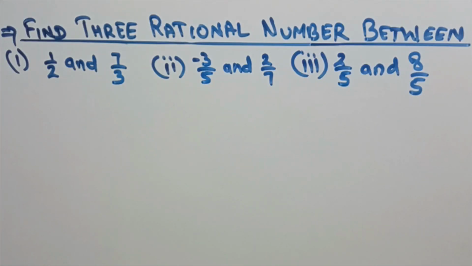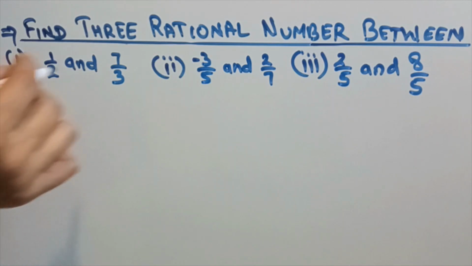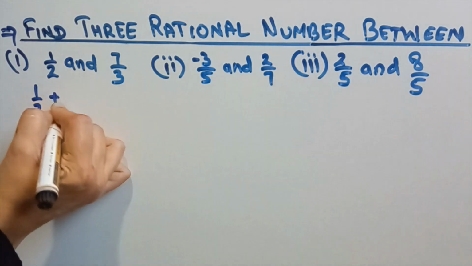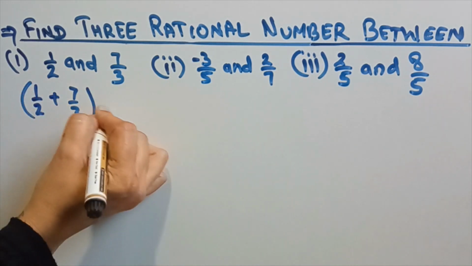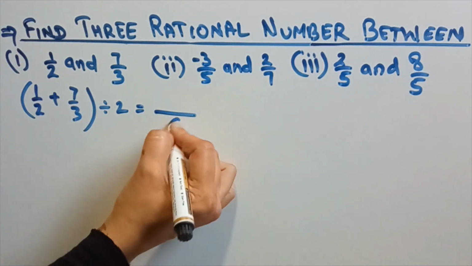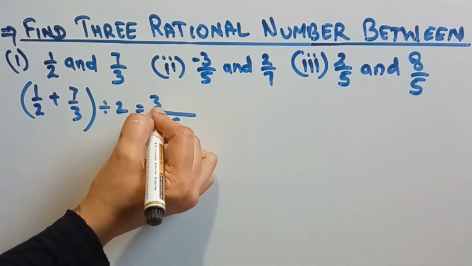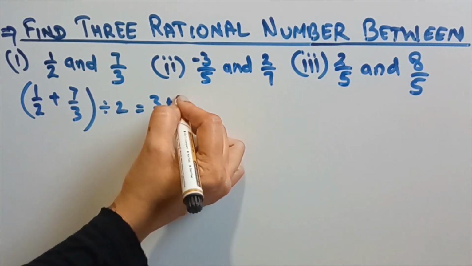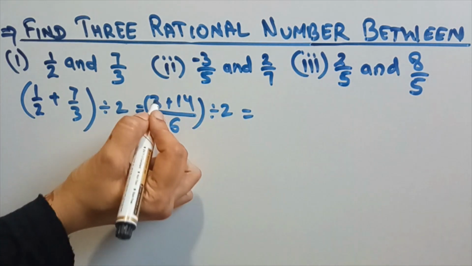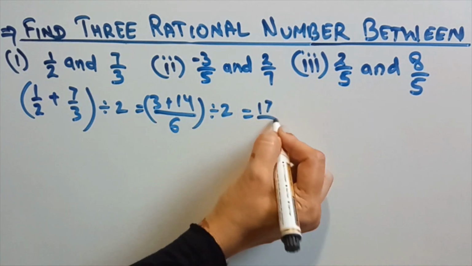Now we have to find three rational numbers between two given rational numbers. So the first one is 1 by 2, 7 by 3. The same method we are using to find the third one also. First we will add these two numbers, 1 by 2 plus 7 by 3. This divided by 2 is equal to 2 threes are 6. Take the LCM. 3 ones are 3 plus 2 sevens are 14. This divided by 2 is equal to, now 14 plus 3 is 17 by 6.